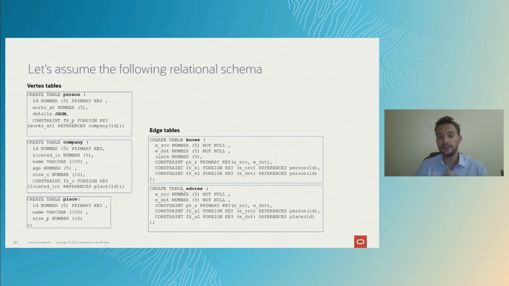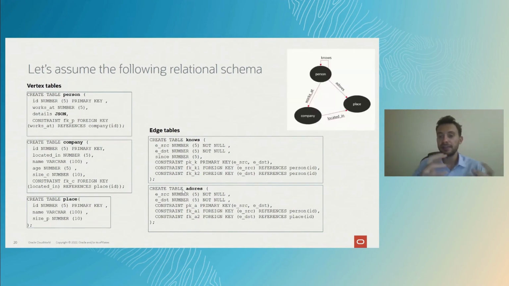A company can be located in a place. A person can know another person, or a person can adore a place. This is very quickly what this table creation syntax shows here. So schematically, you can visualize those tables as a graph on the top right corner of my screen.